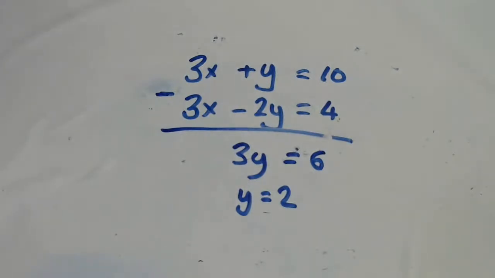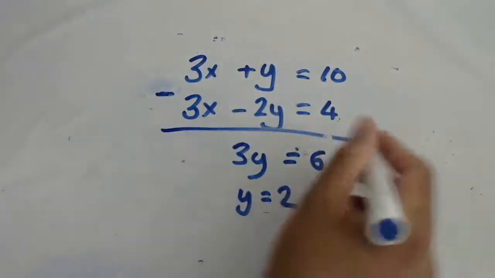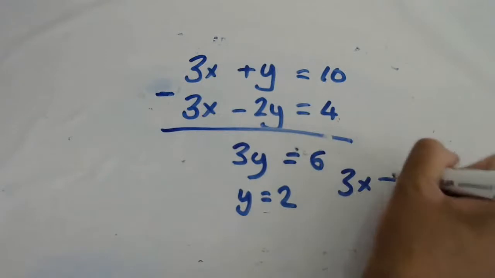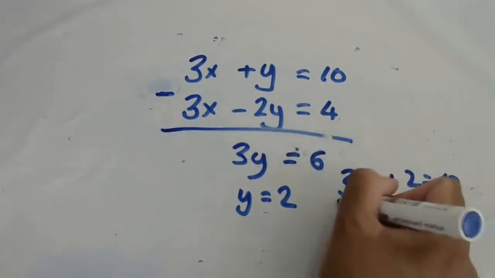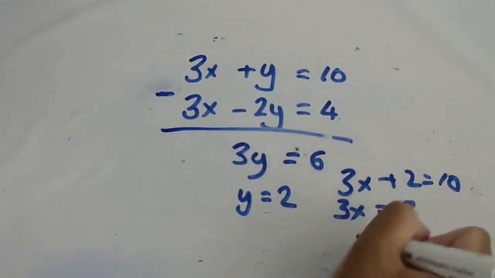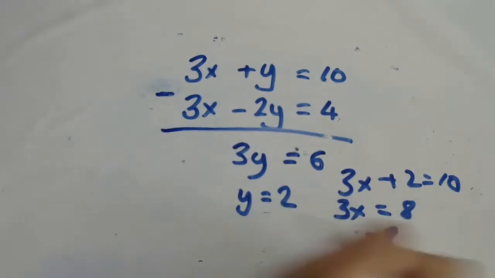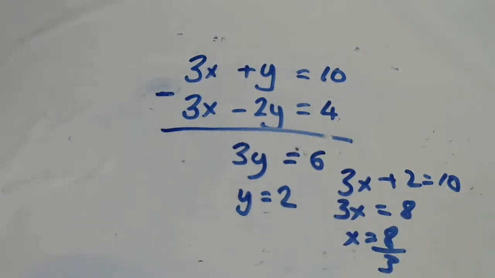Once we've got y equals 2, then we can find x very easily, yeah? We'll put it in the first equation. We'll get that 3x plus 2 equals 10. 3x equals 8. X equals 8/3. Game over. All right? Nice and simple.